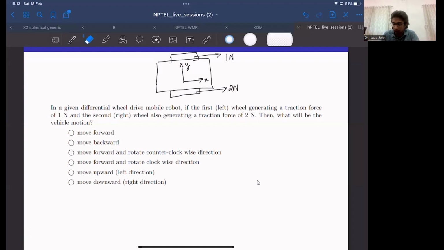It will have a forward component. And since the right wheel exerts more force than the left wheel, the robot will also have a tendency to rotate in the counterclockwise sense.